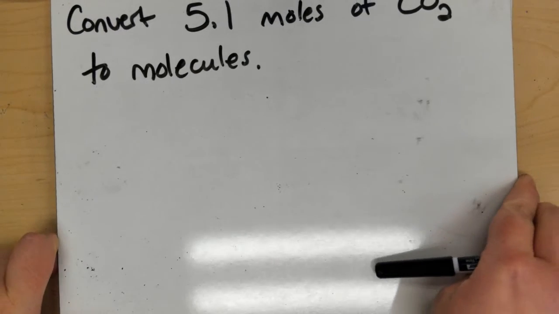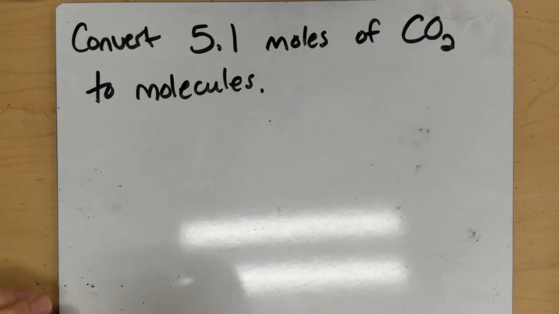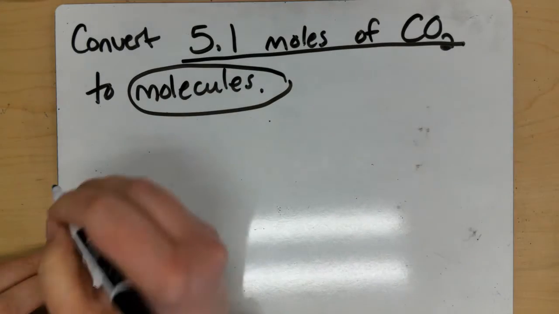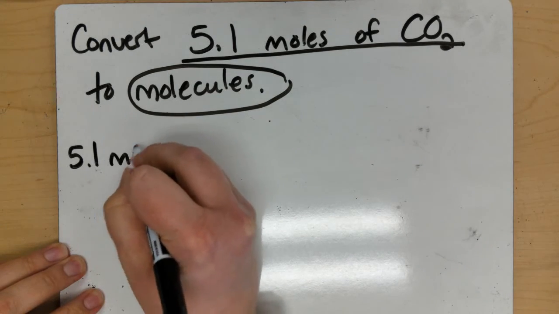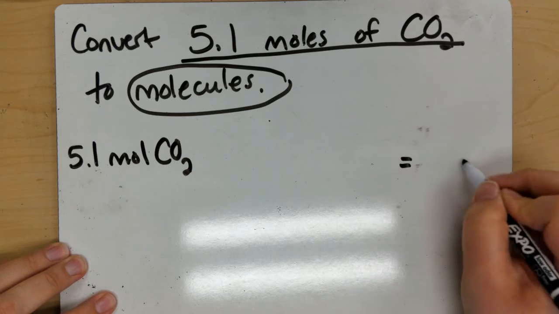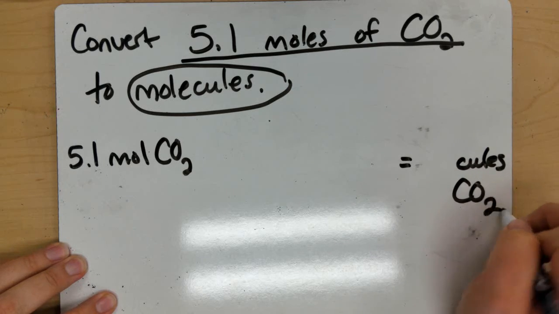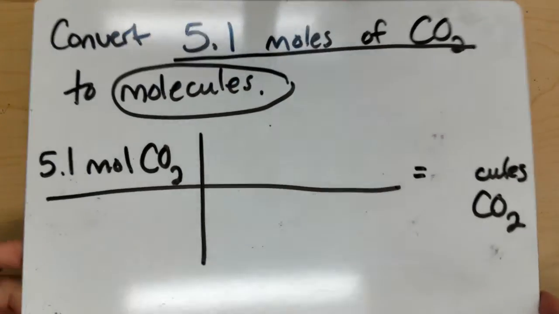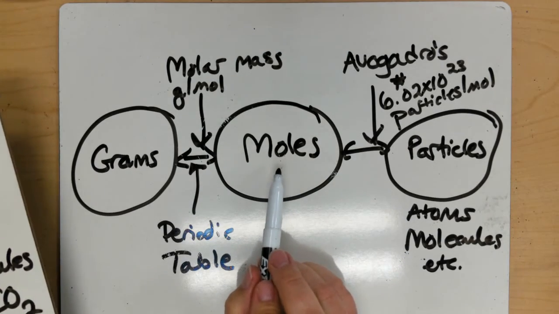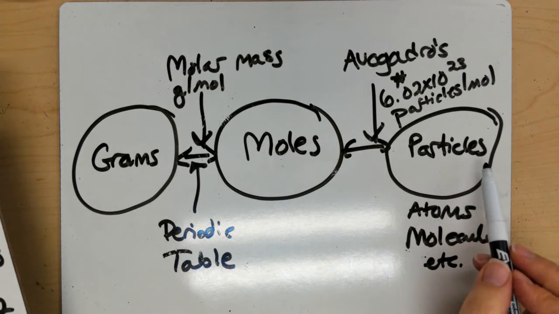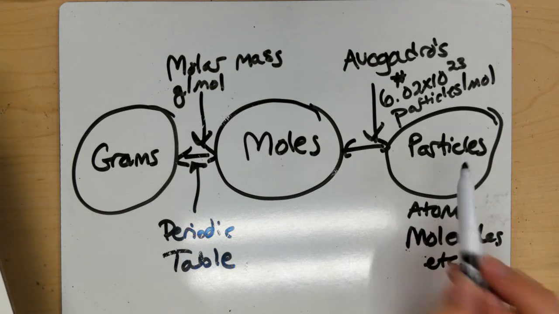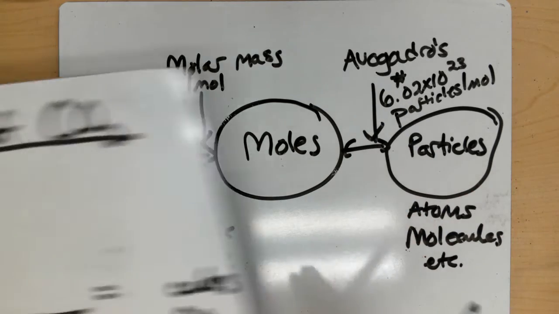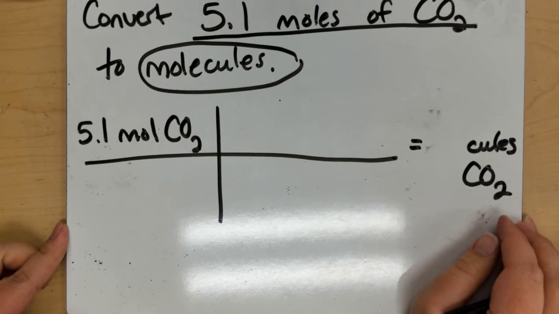So let's say that I wanted to convert 5.1 moles of CO2 to molecules. Again, I'm going to identify what I'm given and figure out where I'm going before I start. I have 5.1 moles of CO2, and I want to find out how many molecules of CO2. I'm just going to abbreviate molecules as cules because it takes a long time to write molecules. Well, not a long time, but longer than I want to spend. Okay, so I'm starting with moles, and molecules are a type of particle, which means I need to go in this direction. So to do that conversion, I'm going to use Avogadro's number, which is 6.02 times 10 to the 23rd.